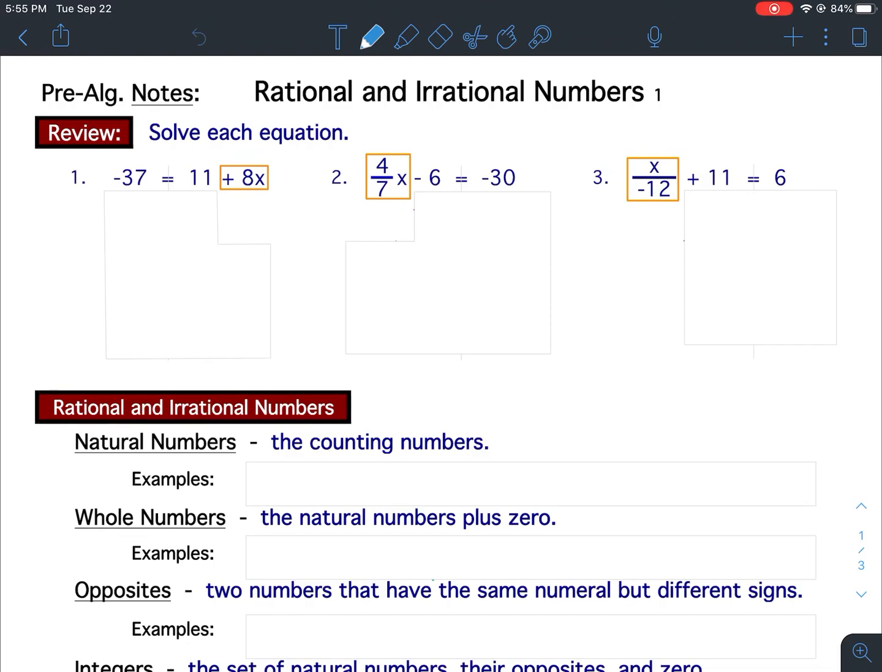Okay, now that you have finished, let's check your work. For number 1, the first number you should have gotten rid of was a positive 11, so you would have subtracted 11 from both sides. Then divide by 8 to get x equals negative 6.